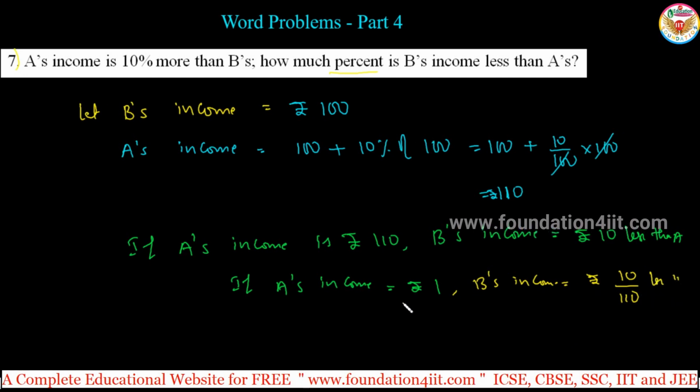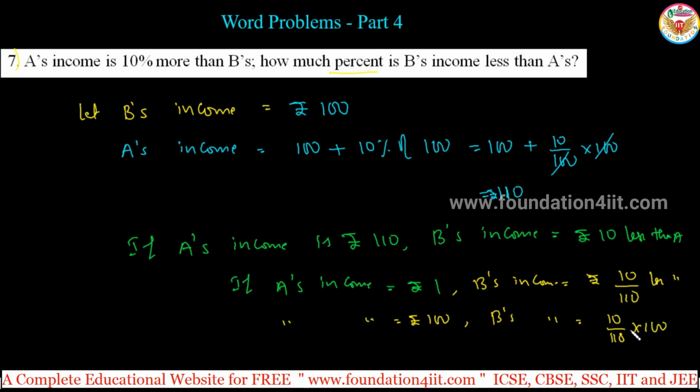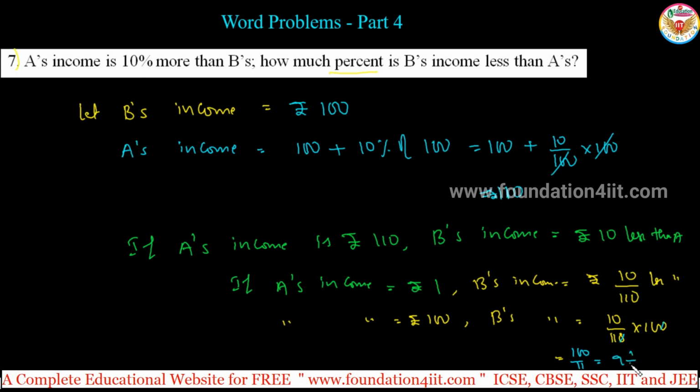Then if A's income is rupees 100, in case his income is rupees 100, then B's income is less by the same 10 by 110 into 100. You should take 10 by 110 into 100 times 100. You can simplify this. The 0s cancel, 100 by 11, that is 9 1 by 11 percent less than A. So 9 1 by 11 percentage less than A. Actually this is the regular method.